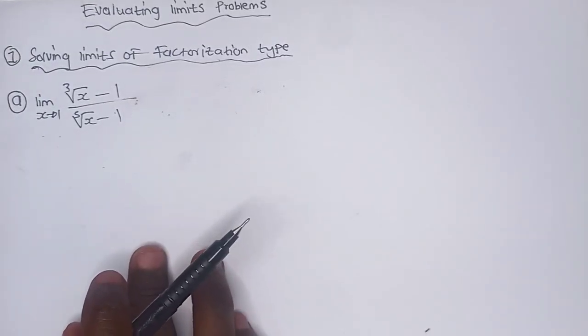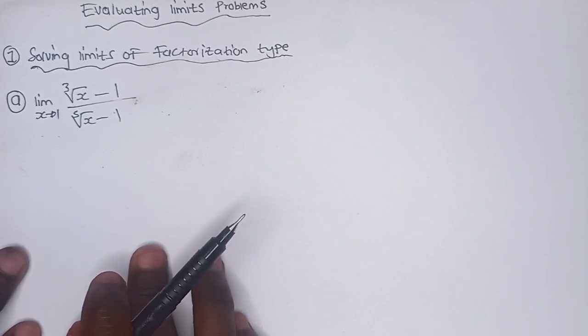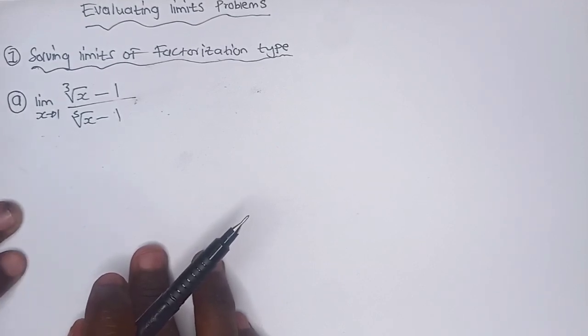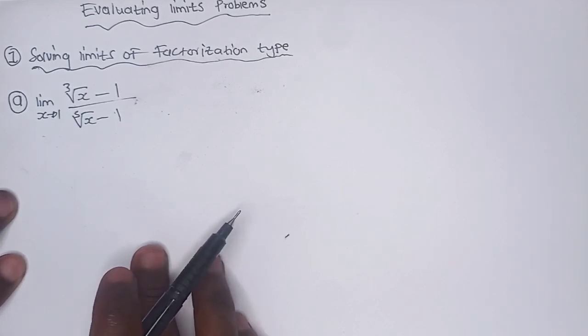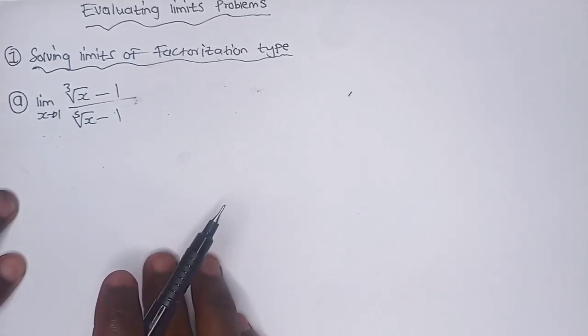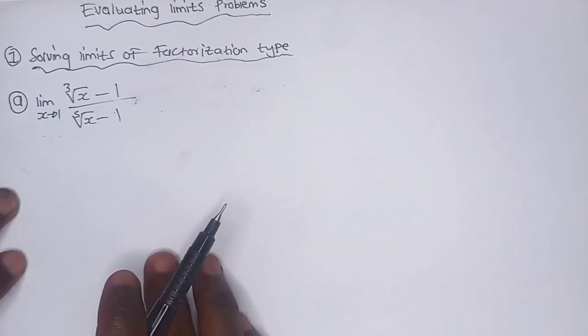So we'll be dealing with limits problems. So we'll start with solving limits of factorization type. Let's take a look at the limit as x approaches 1 of the cube root of x minus 1, all divided by the fifth root of x minus 1.